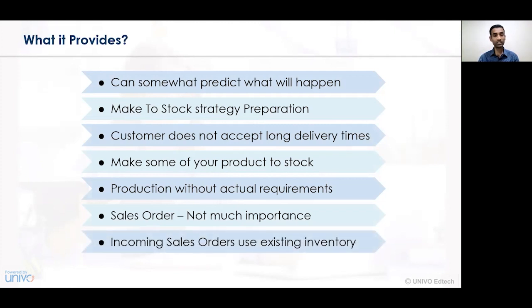Incoming sales order using the existing inventory. So availability of inventory along with the production department and the stores department, and based on that particular inventory, what amount of goods and services can be manufactured or produced can be easily identified or controlled with respect to MTS as a strategy.